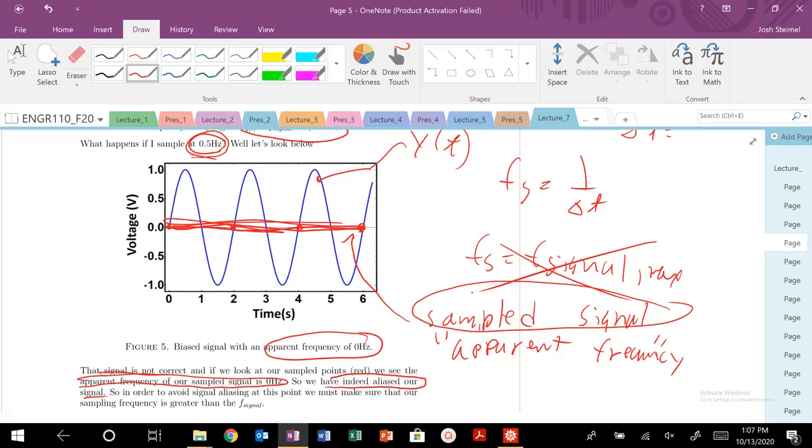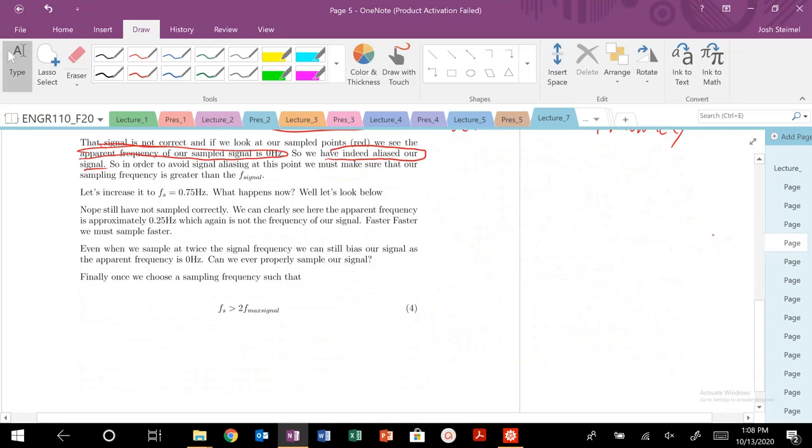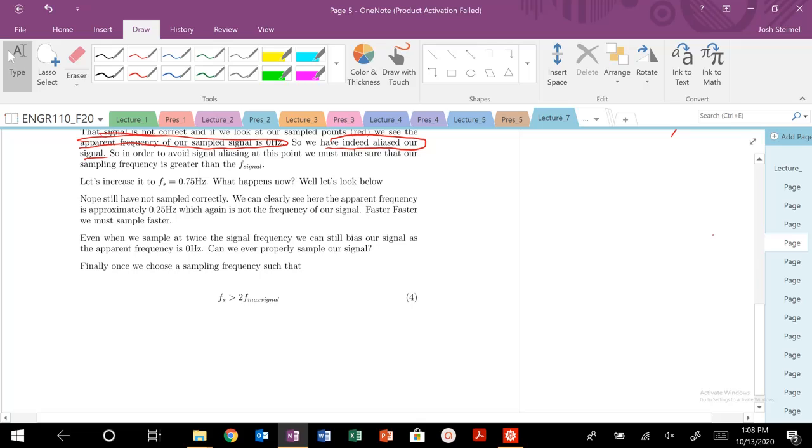So I need to sample faster. I need my f_s to be greater than f max to avoid the signal aliasing. So that's kind of the key. At this point, we have to make sure that at least we're greater than the frequency of our signal.